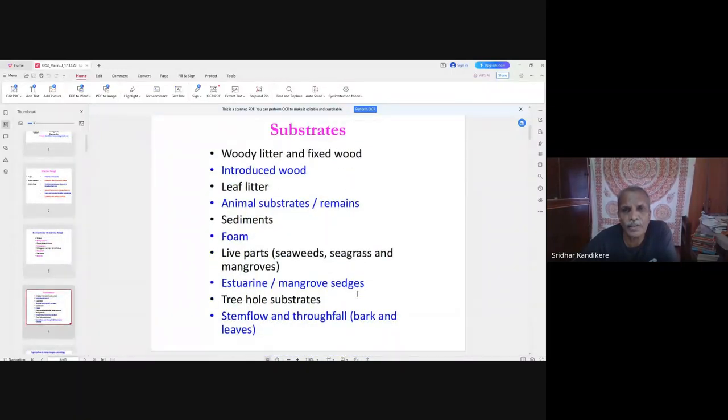With regard to substrates, Dr. Sharma has already mentioned woody litter and fixed wood, introduced wood. We can deliberately introduce certain types of wood and see what happens to the wood material in the ocean, what the degradation pattern is. Leaf litter can be natural, or one can introduce leaf litter and see what happens to it in the marine or mangrove ecosystem. Also available are animal substrates or remains like shells, keratin materials and exoskeletons, all such things.